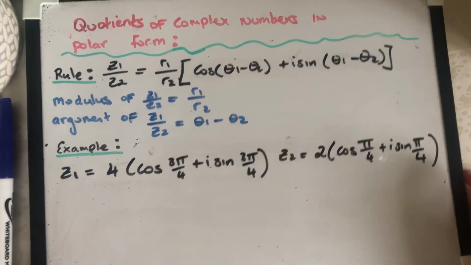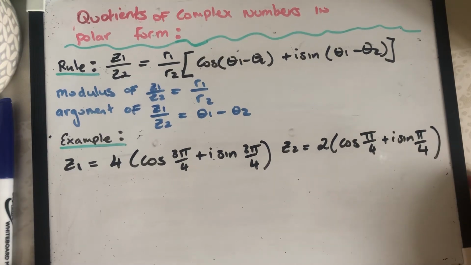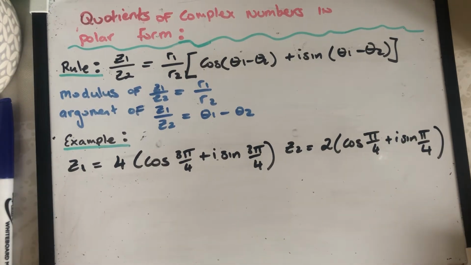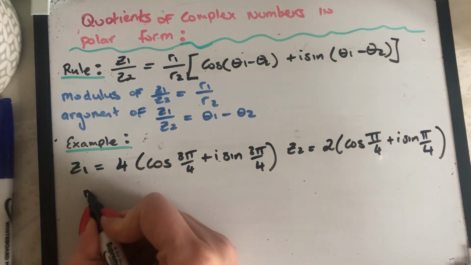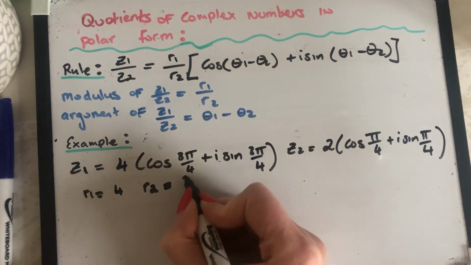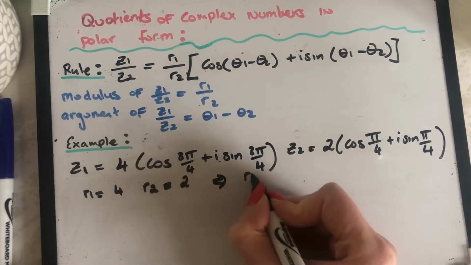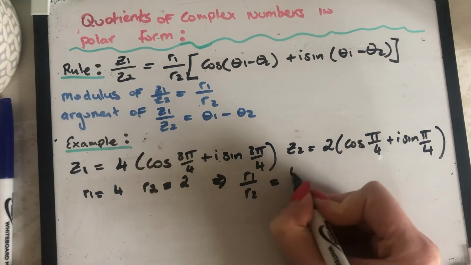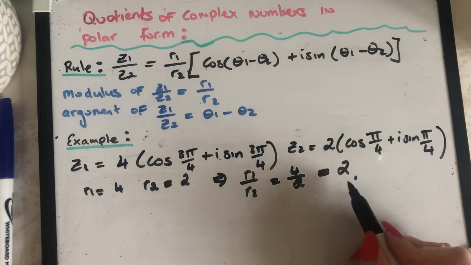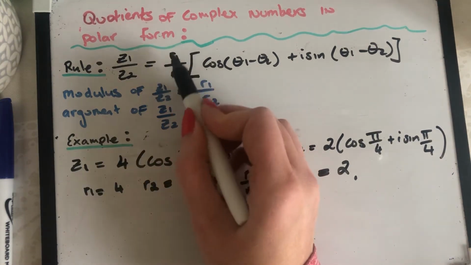So let's look at this example here. We have Z1 is 4 cos 3 pi over 4 plus I sine 3 pi over 4. And Z2 is 2 cos pi over 4 plus I sine pi over 4. So let's begin the question by firstly dividing our moduluses. So R1 is equal to 4 and R2 is equal to 2. So that implies R1 divided by R2 will be 4 divided by 2, which is 2. So that's the first part. And we'll put this 2 into our formula in a moment.